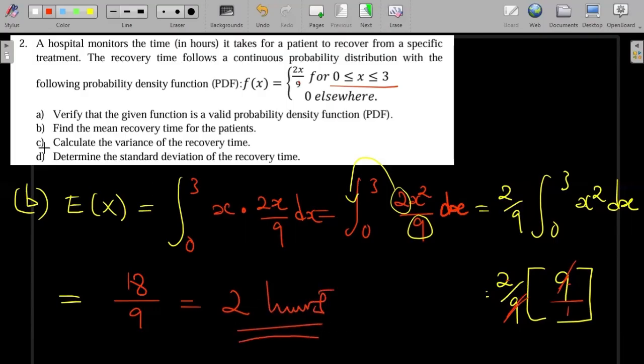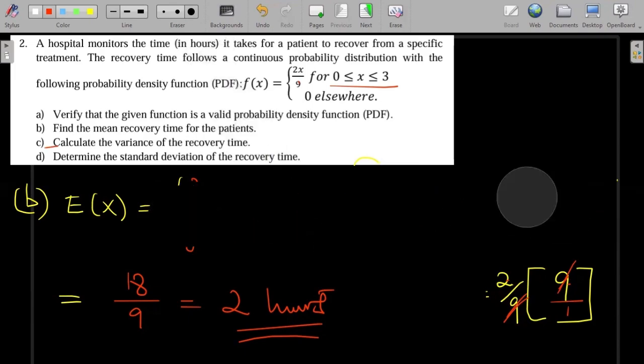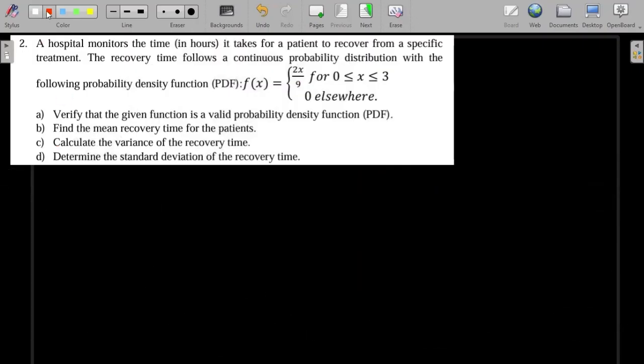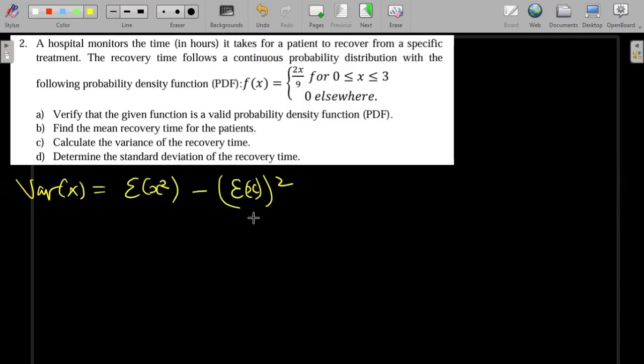Okay, and then C, calculate the variance of the recovery time. How do you calculate the variance? We need to find the expected value of x squared, because we'll need it in the formula for the variance. Remember, the variance of x is given by the expected value of x squared minus the expected value of x, and then squared outside. Notice that here the square is on the x, here the square is on everything.